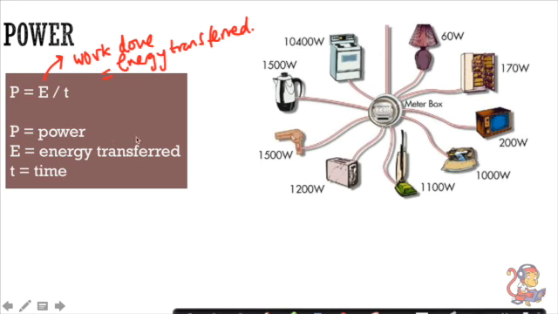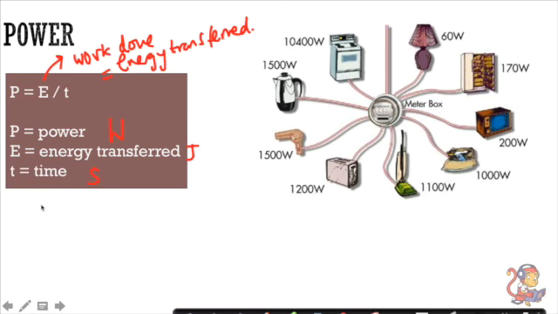Now they won't give you the units for power, energy and time on your equation sheet, so you need to remember that power is measured in watts, energy transferred is measured in joules, and time is measured in seconds. So if you see it in anything other than these units, you will have to convert it most of the time.